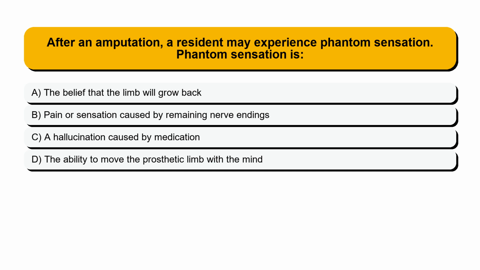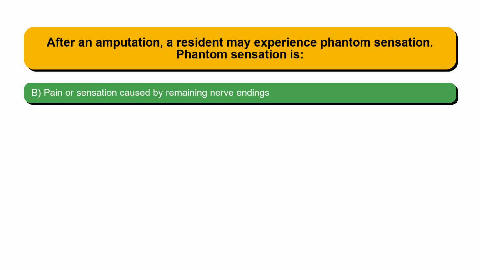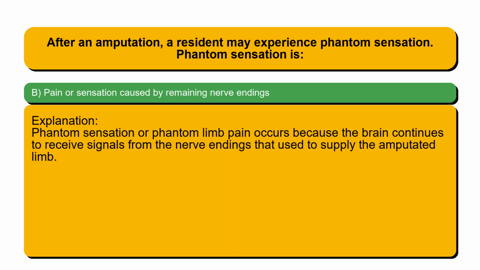Question 75. After an amputation, a resident may experience phantom sensation. Phantom sensation is: Option A, the belief that the limb will grow back. Option B, pain or sensation caused by remaining nerve endings. Option C, a hallucination caused by medication. Option D, the ability to move the prosthetic limb with the mind. The correct answer is option B, pain or sensation caused by remaining nerve endings. Phantom sensation or phantom limb pain occurs because the brain continues to receive signals from the nerve endings that used to supply the amputated limb.